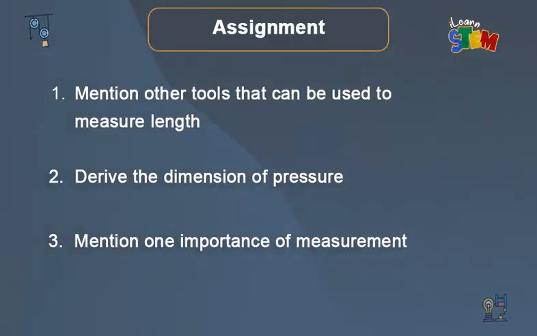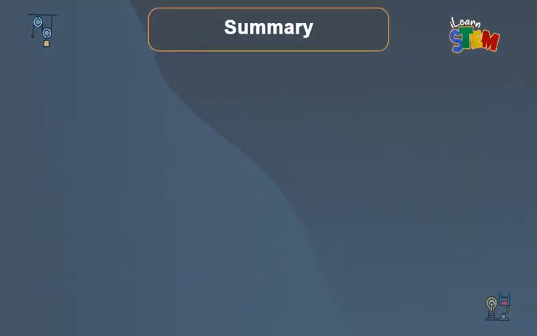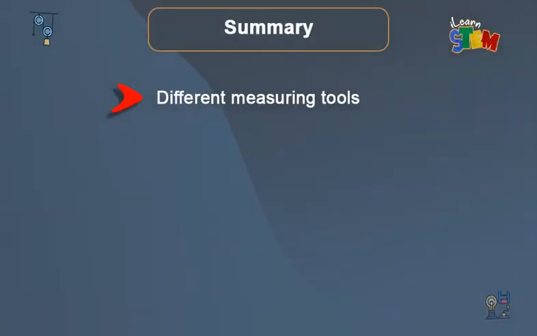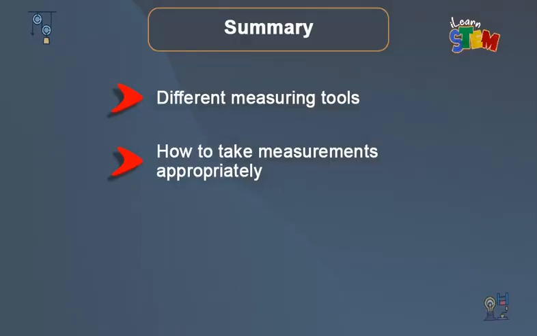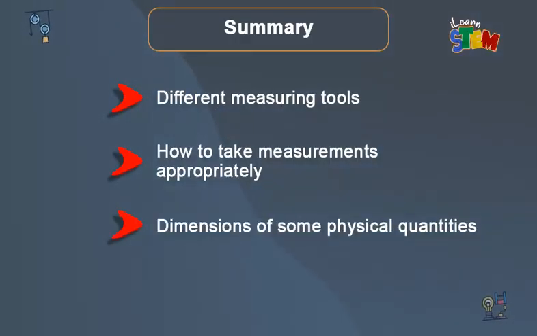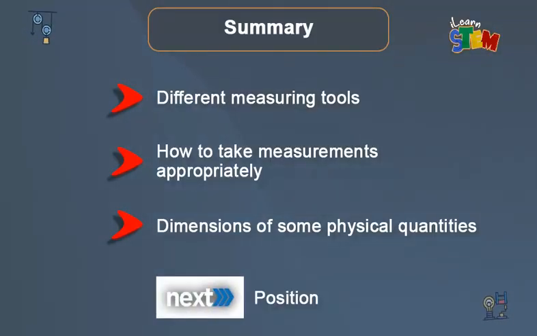Before you go, let us summarize what we discussed. Remember, we discussed different measuring tools. We described how to take measurements appropriately. And finally, we derived the dimensions of some physical quantities. In our next class, we will talk about position.